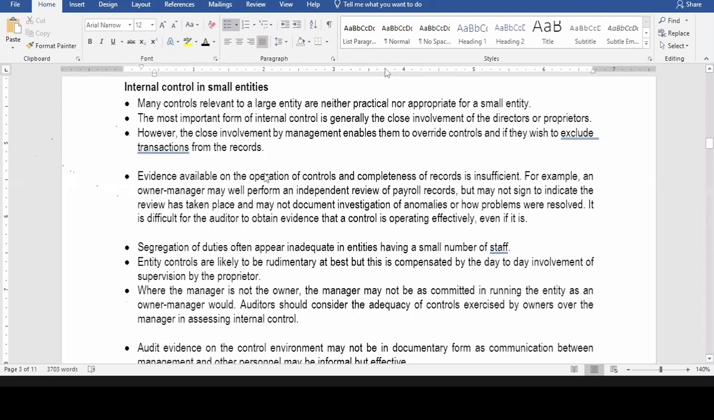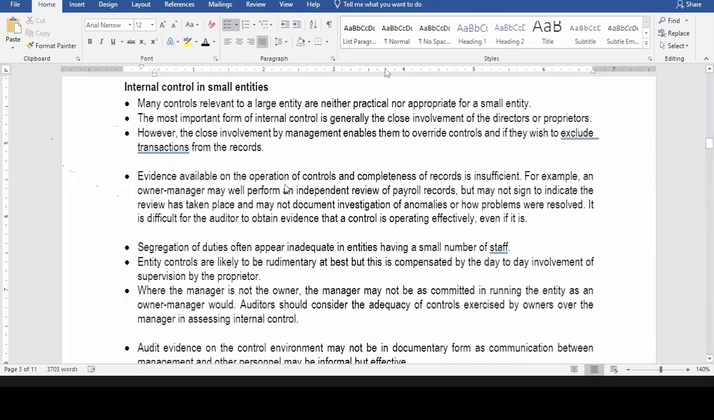Evidence available from the operation of controls and completeness of records is insufficient. Small firms don't keep many of these books we are going to look at. So completeness of records is an issue. Remember, we talked about why an audit gives reasonable assurance. There is an issue of completeness of records and evidence. Many businesses in town have very few records, so there is a problem.